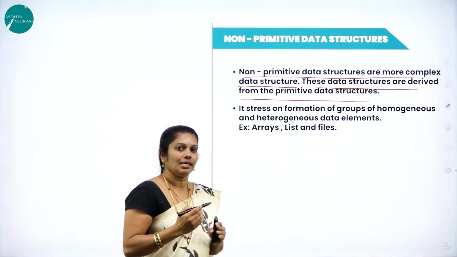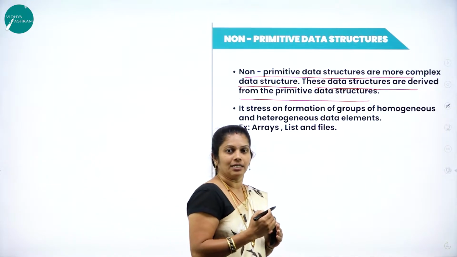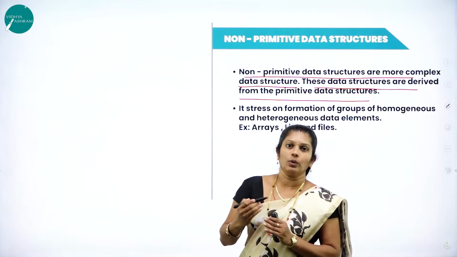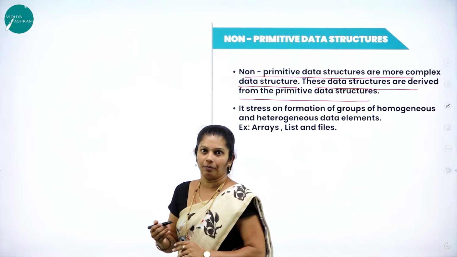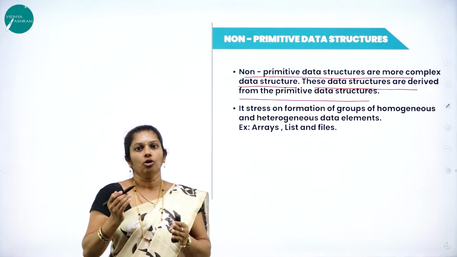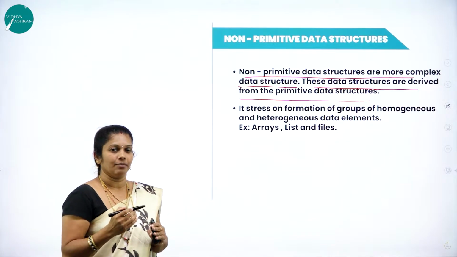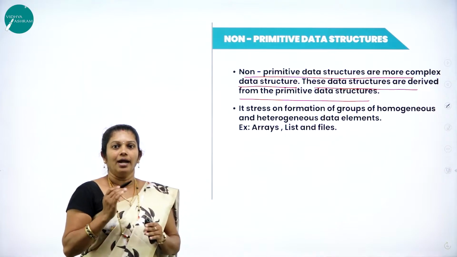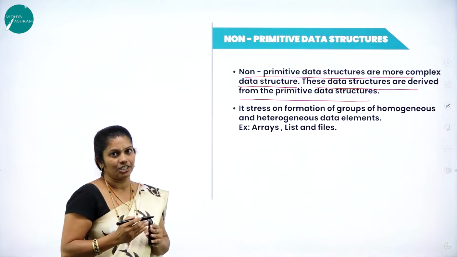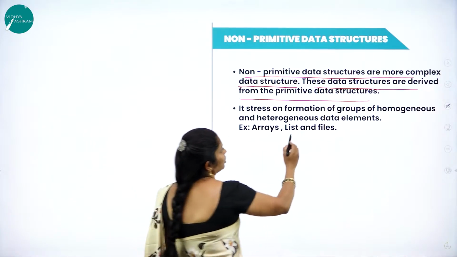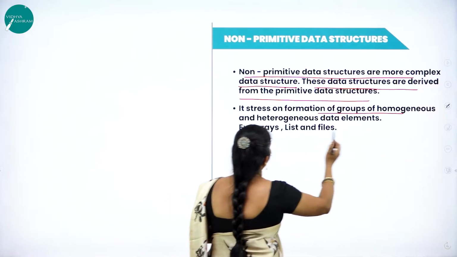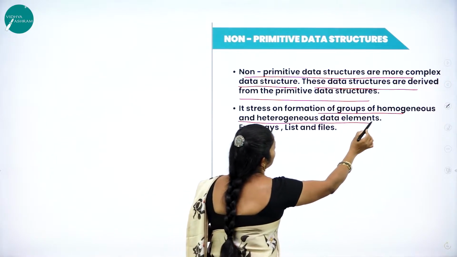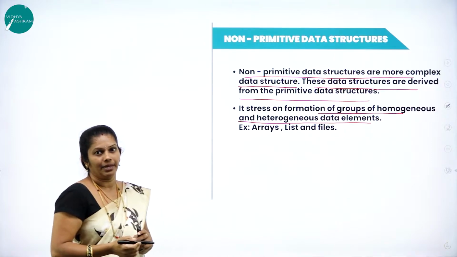In the previous class, I told you about data structure. On that, we have two types: one is primitive and the other is non-primitive. Primitive concentrates on only one item, whereas non-primitive concentrates on more elements and is more complex by nature. It stresses the formation of groups of homogeneous and heterogeneous data elements.